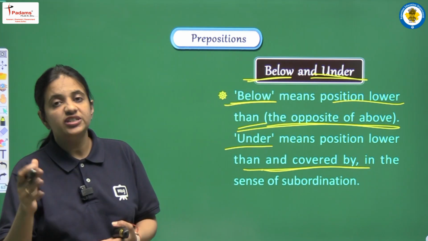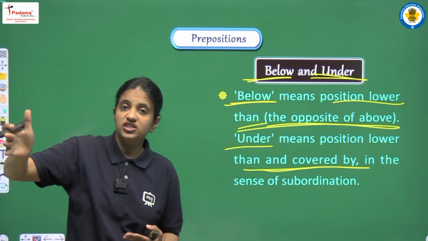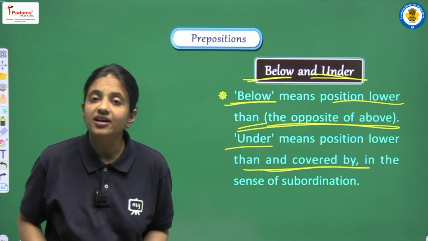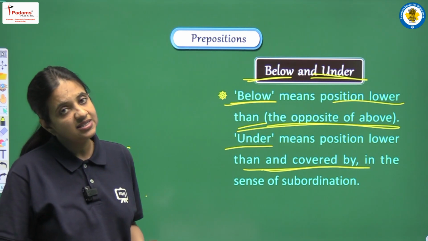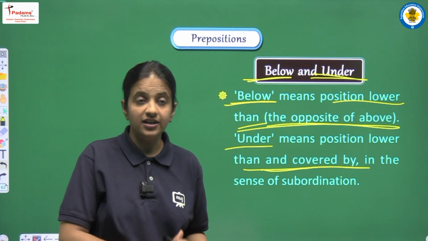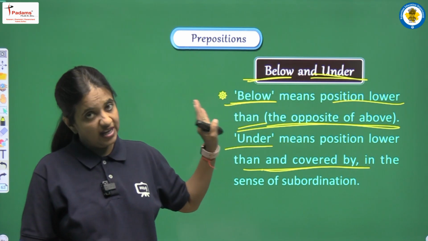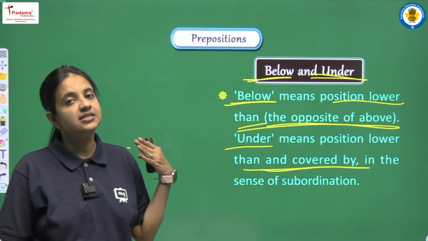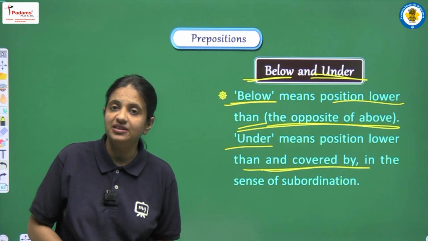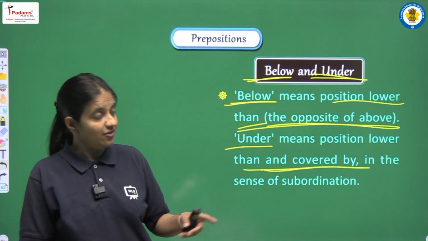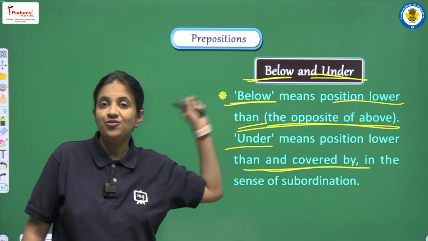It means the thing that is above covers the thing below it totally. So if we are having the meaning of covering, that a total covering is there, then we have to use under in the place of below. Okay, so below and under have the same meaning. They show the position lower than, but if we are having the meaning of covering also, then we have to use under in the place of below.